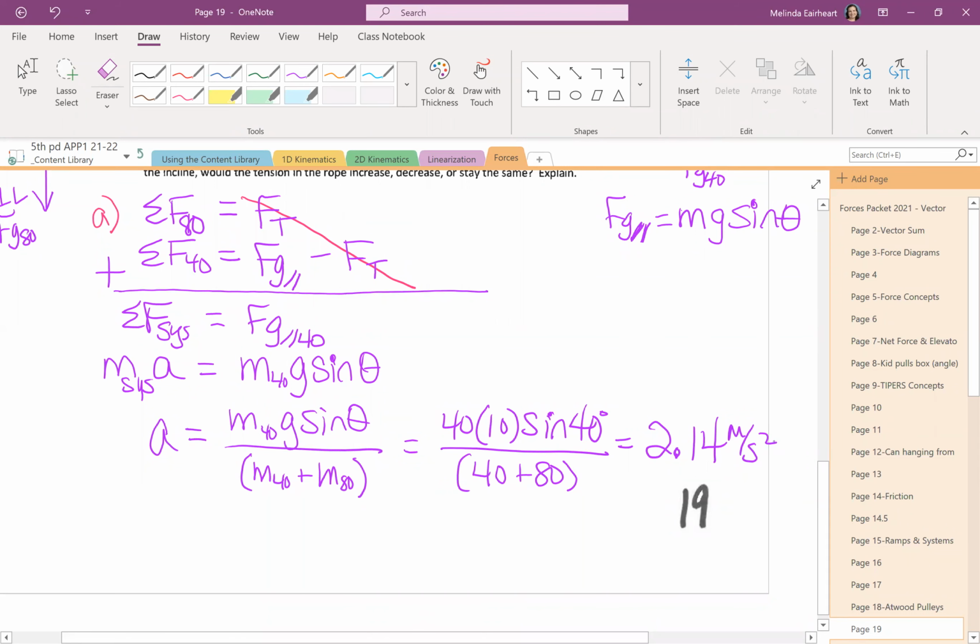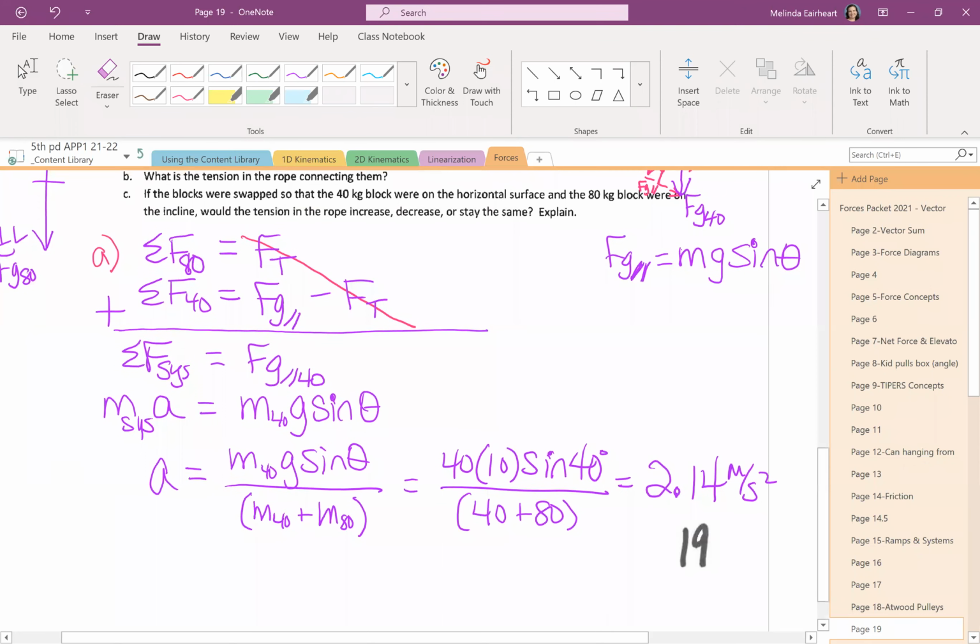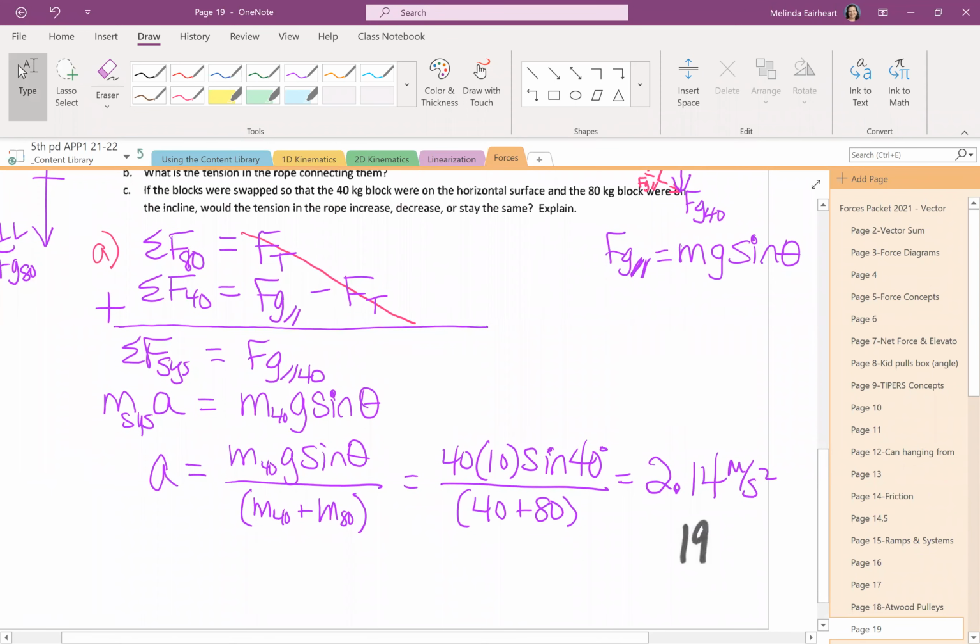Now I kind of want to add another question just to give the full picture. C says, what if we swapped the masses? What happens to the tension? But what if we do, A.5, question A.5, what if we swap the masses? How would that affect the acceleration?